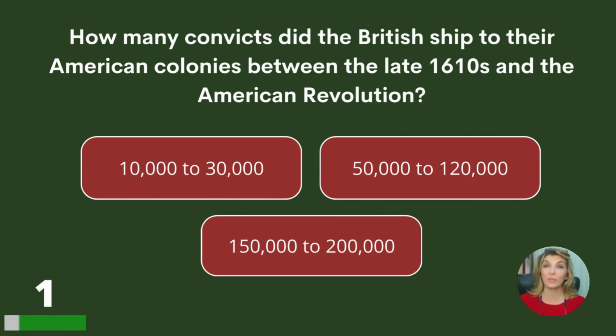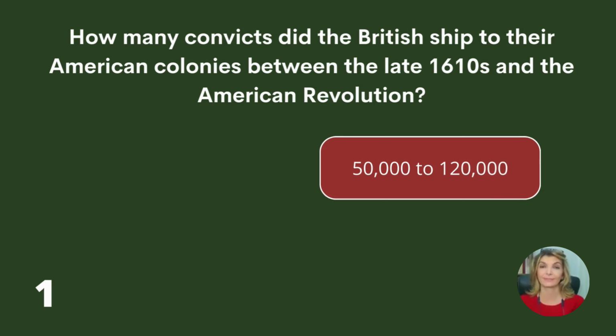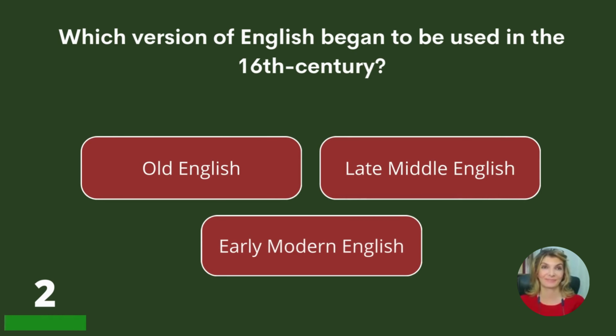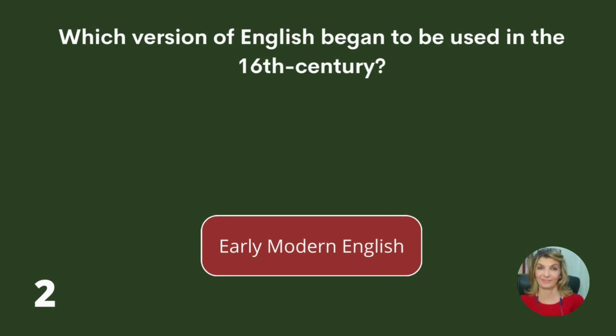How many convicts did the British ship to their American colonies between the late 1610s and the American Revolution? 10,000 to 30,000, 50,000 to 120,000, or up to 200,000? 50,000 to 120,000. Which version of English began to be used in the 16th century? Old English, Late Middle English, or Early Modern English? Early Modern English.